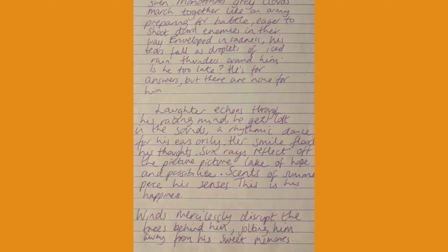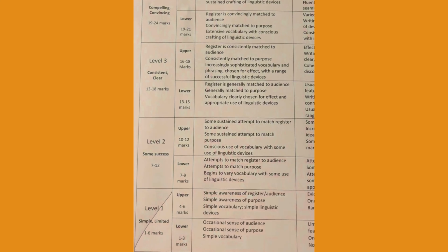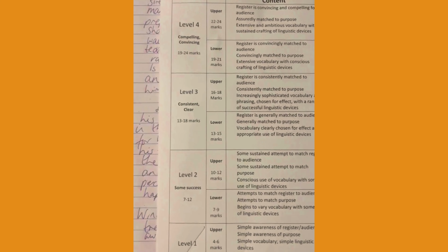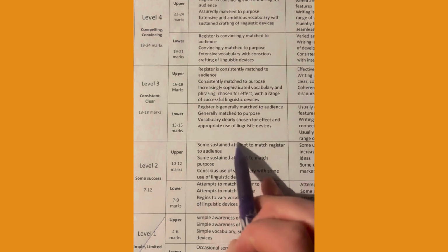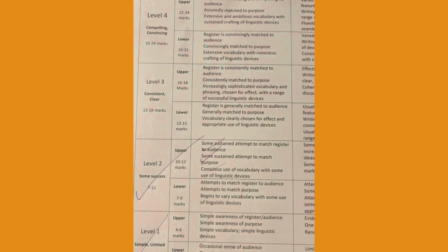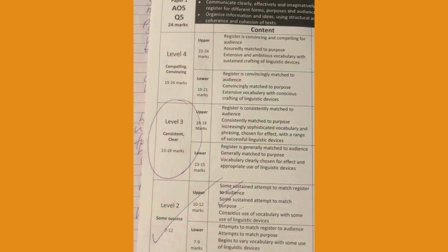But I think it's very important to then look at how that matches to our writing mark scheme. Now, quite clearly, we've gone past level 1. It's not simple and limited. We're way beyond that. We are also beyond some sustained attempt to match register to audience. We're beyond conscious use of vocabulary. We are conscious, but a bit beyond that, because we tried to do something more. We've tried to use linguistic devices and structural devices to create a bigger impact. So we've hit all of those, which means we're into level 3, which is where we wanted to be.